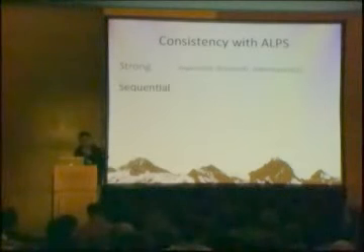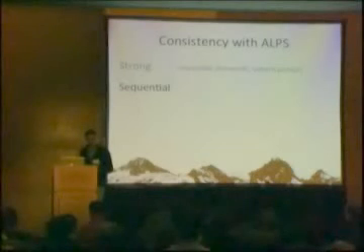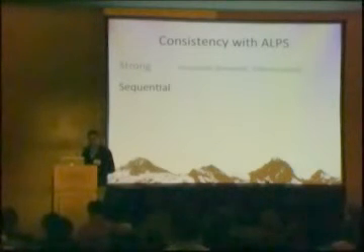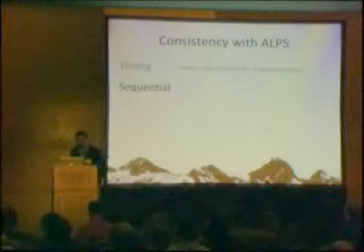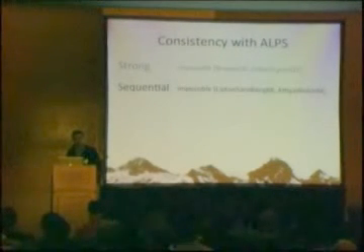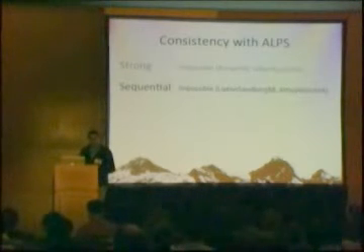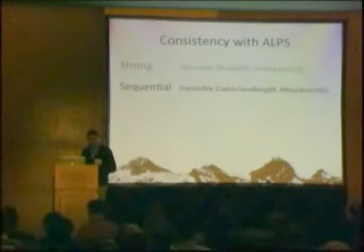So if we move down the spectrum a little bit, we get to sequential consistency. Sequential consistency still gives us a total order of all operations, but it no longer includes that real-time requirement. Sequential consistency was the initial correctness condition for multiprocessors, and it's still very useful. But unfortunately, this is also provably incompatible with the ALPS properties. Notably, sequential consistency and low latency are impossible to achieve together in a wide area system.